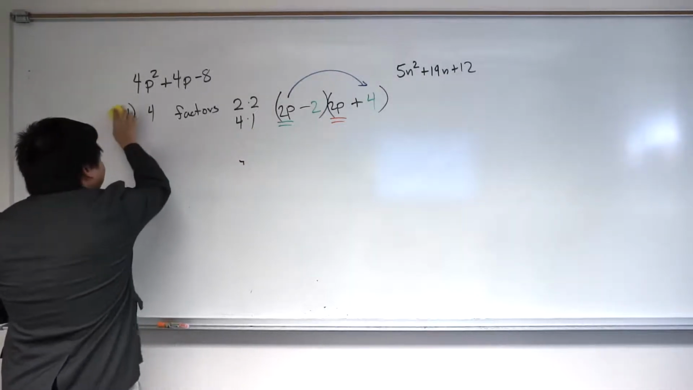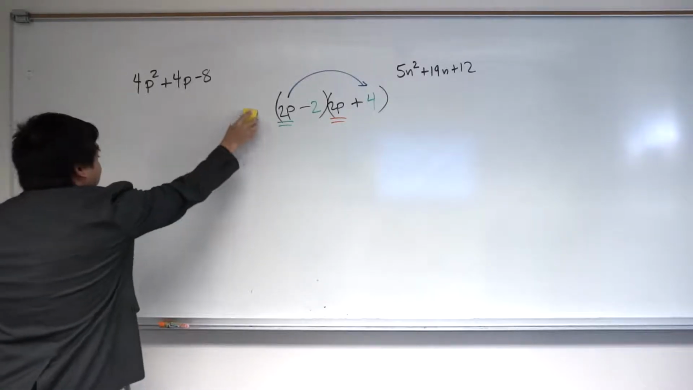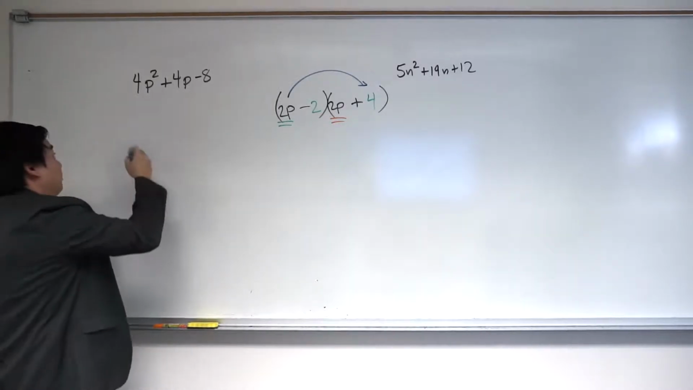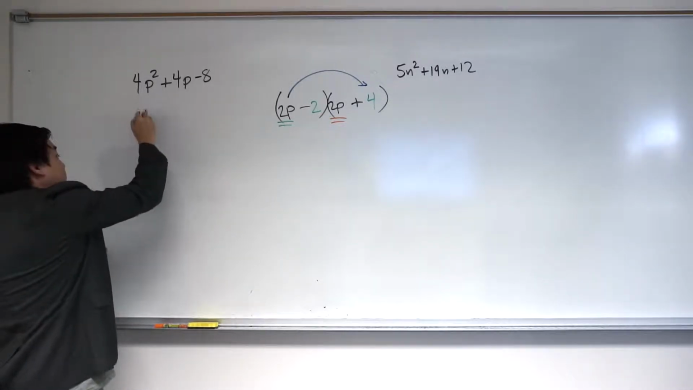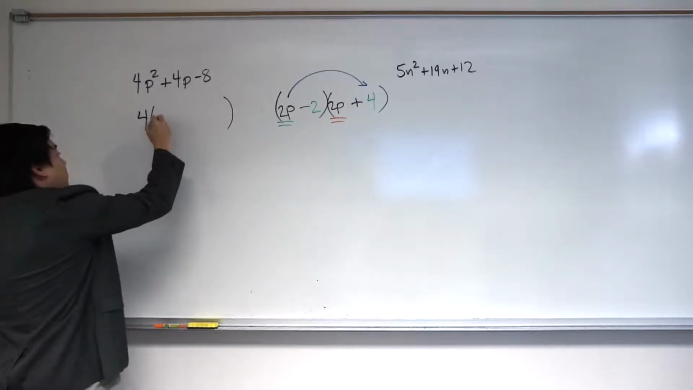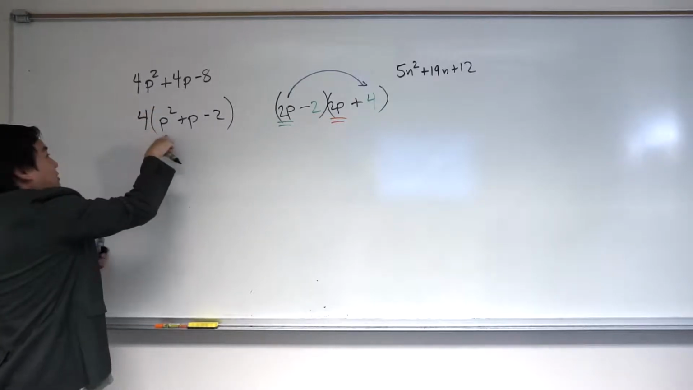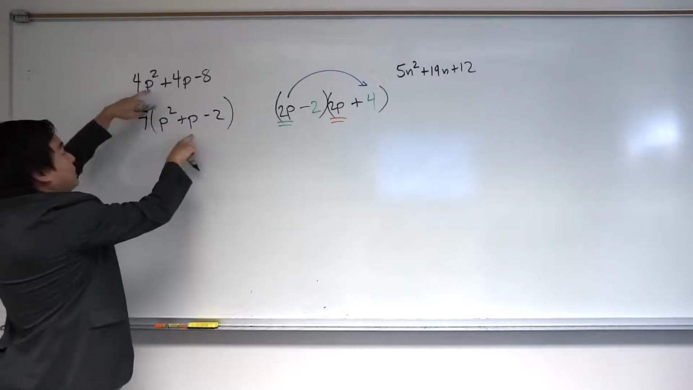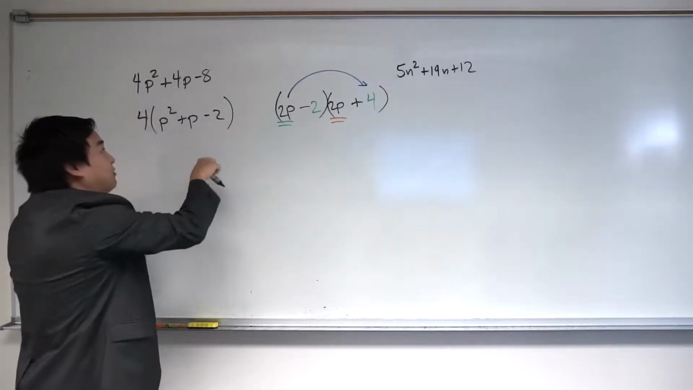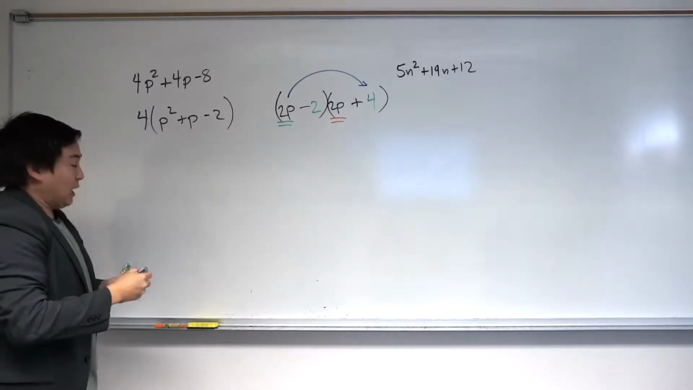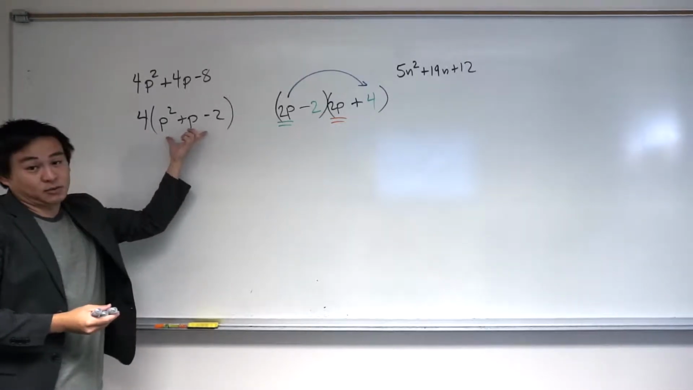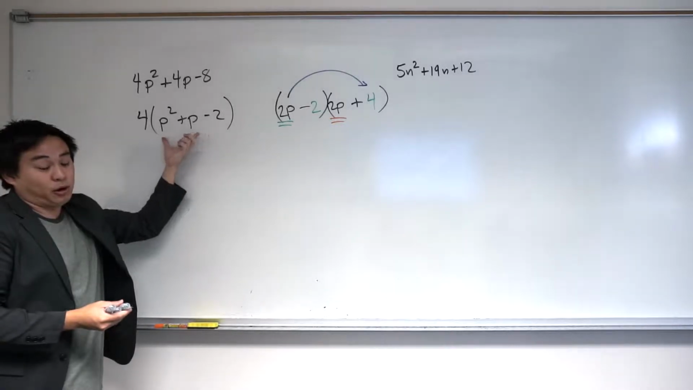So let's go ahead and I'll keep that part on the board. But let's try and factor out a 4 first. So if I pull out a 4, we get this, because 4 times p squared is the first, 4 times p is the second, and then 4 times -2 is the last. And what we're going to do now is factor only on this one part.